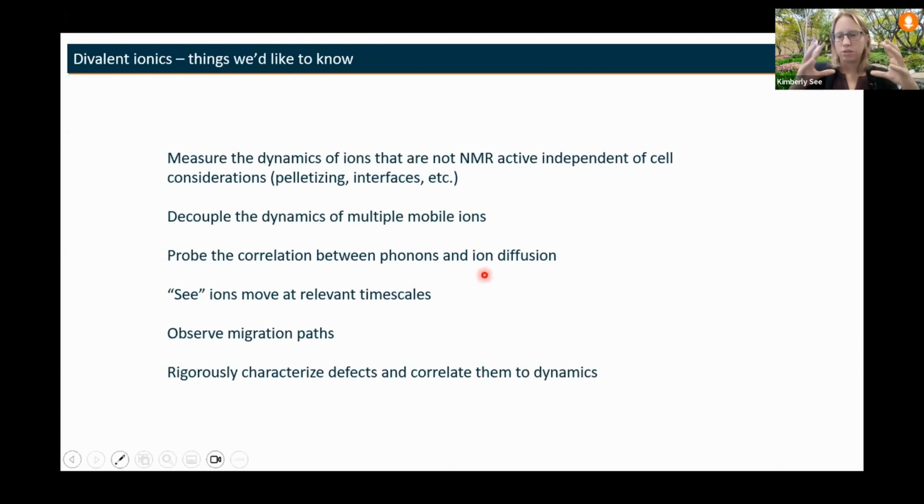I mentioned that the distortion of the material facilitates ion diffusion. It would be really great to see the ions move at relevant timescales so we can actually observe migration paths. And we would also like to be able to rigorously characterize defects and correlate them to the dynamics.